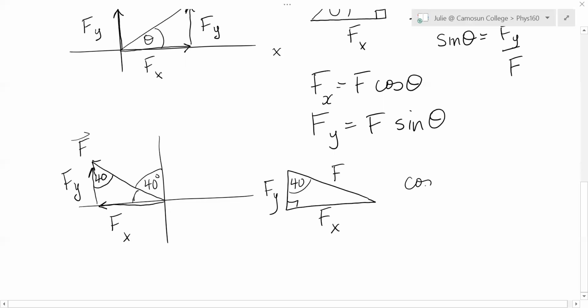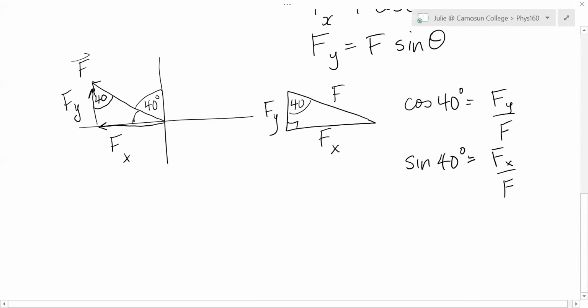Now the cosine of 40 is the close side, which is Fy, the adjacent, and the sine is the opposite side, Fx. And so this leads to different equations for Fx and Fy. So you have to be adaptable and really know your trigonometry well and just use the cosine and sine appropriately.